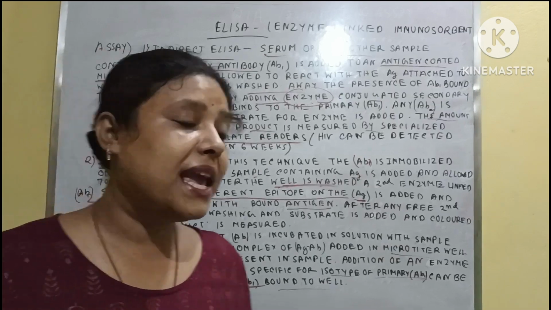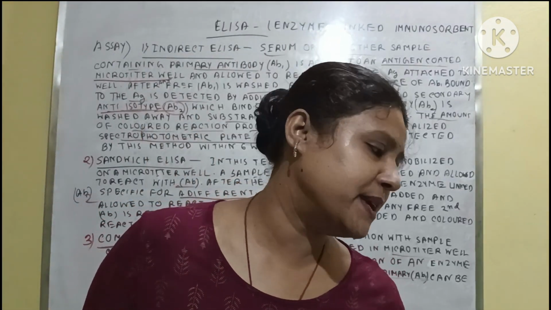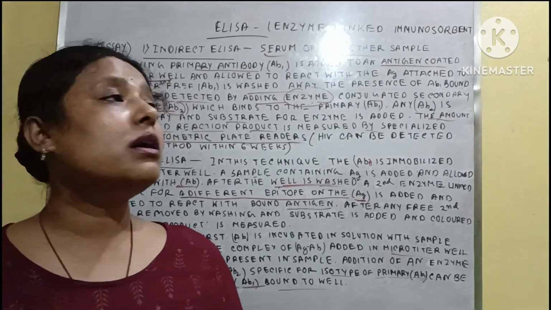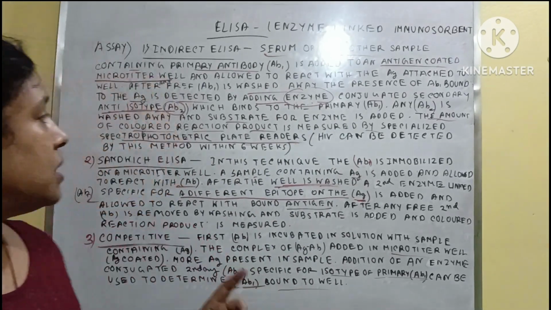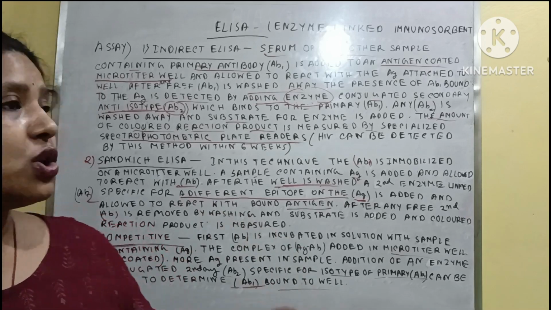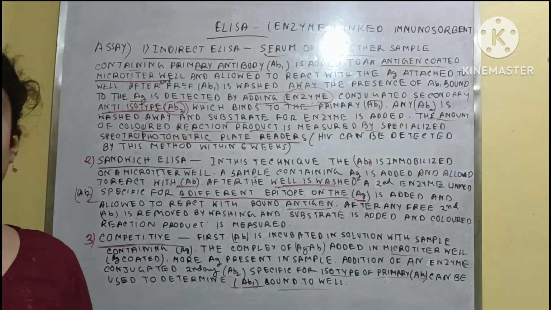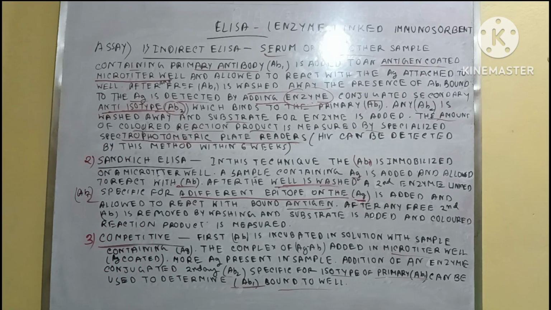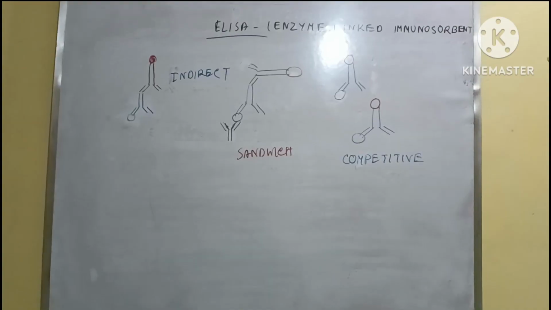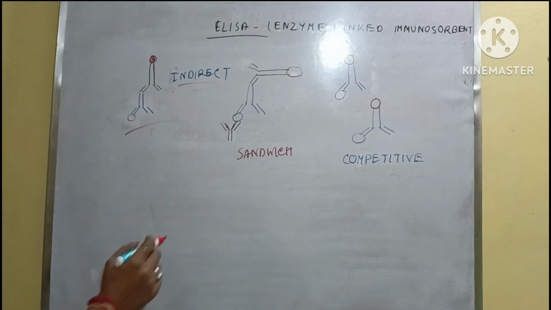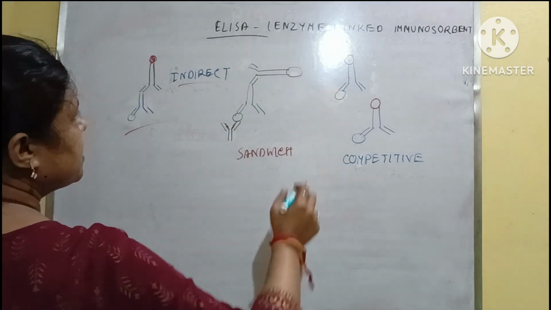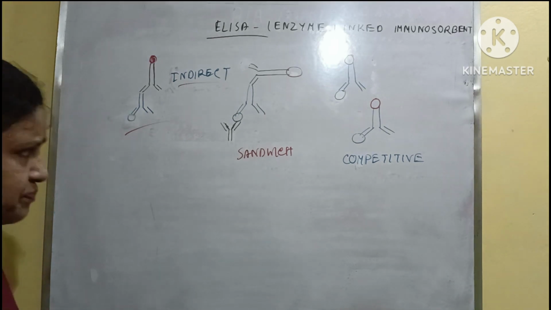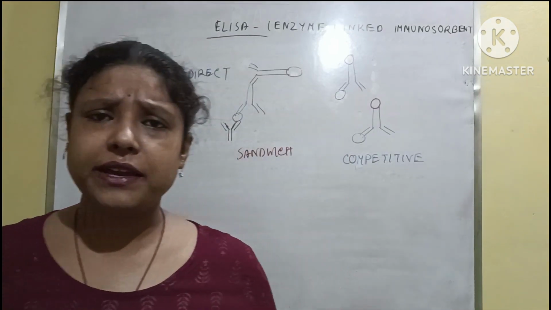I haven't explained this with a picture yet. I will try to draw a very rough image of the three types of ELISA so you can easily understand the process. Okay, so give me some time. Here I have drawn a very rough structure of the indirect ELISA method, sandwich ELISA method, and competitive ELISA method. Okay, so I have already explained it.